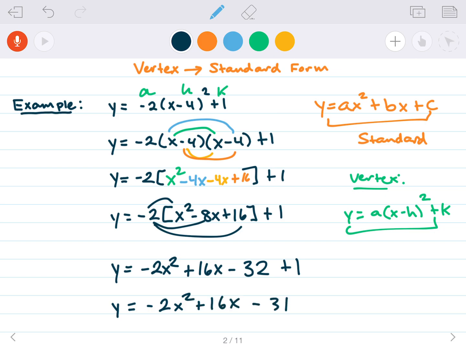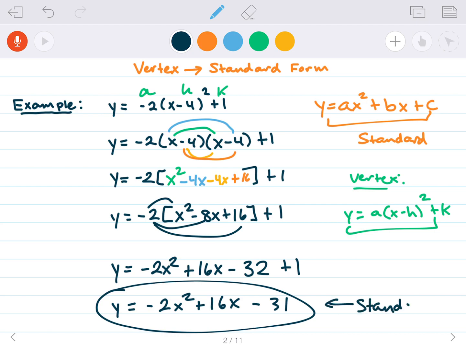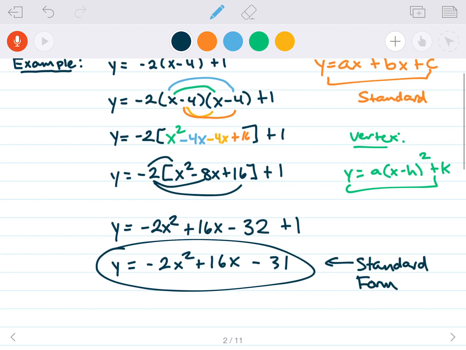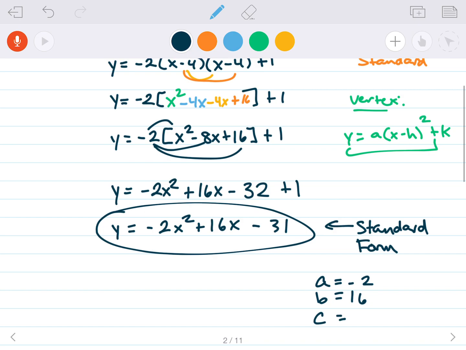And this is my standard form. So this is my standard form answer. And here my a is going to be -2, my b is going to be 16, and my c is going to be -31.